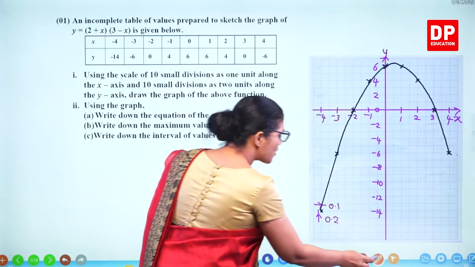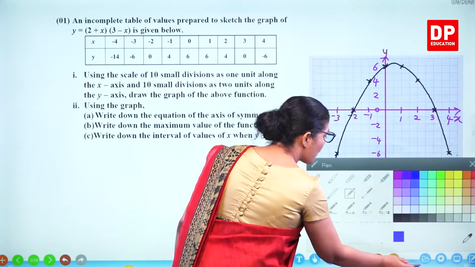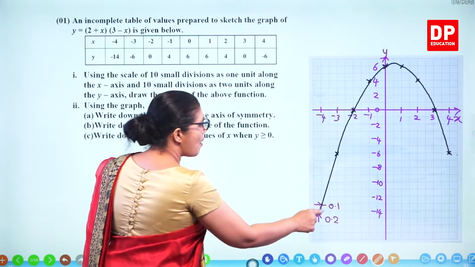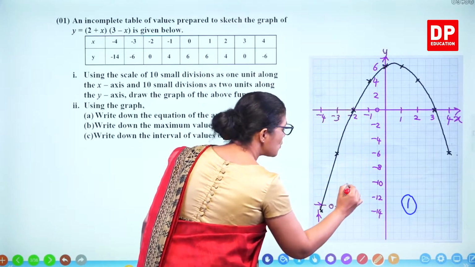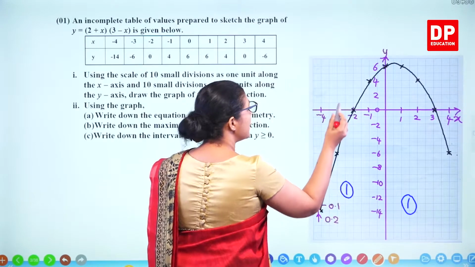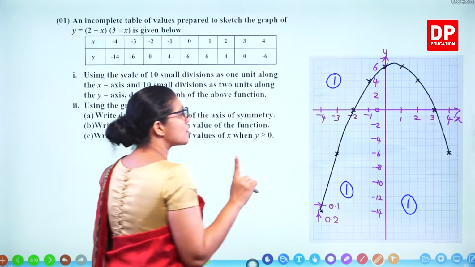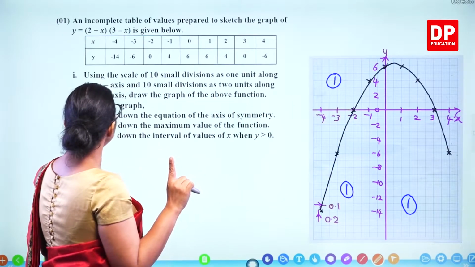So how many marks do you get for this one? 3 marks always. For the scale, 1 mark. Marking the points, 1 mark. And smoothly connecting, 1 mark. So 3 marks for the graph.